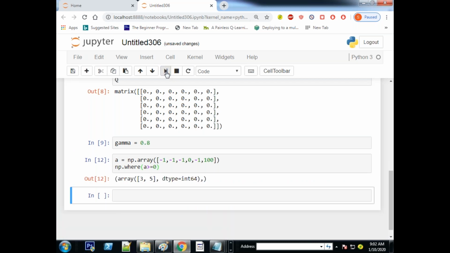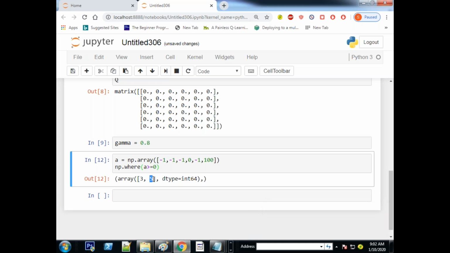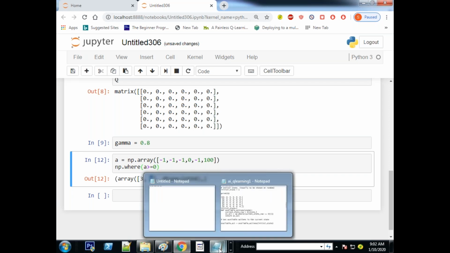Now check it. What is the meaning of it? The given condition is true at the third index and the fifth index. That means, in our terms, where actions are possible. If I am at room number 1, what actions are possible? I can enter into room number 3, and I can enter into room number 5. Understood the point? By applying this logic, your agent will know what actions are possible from a particular room.